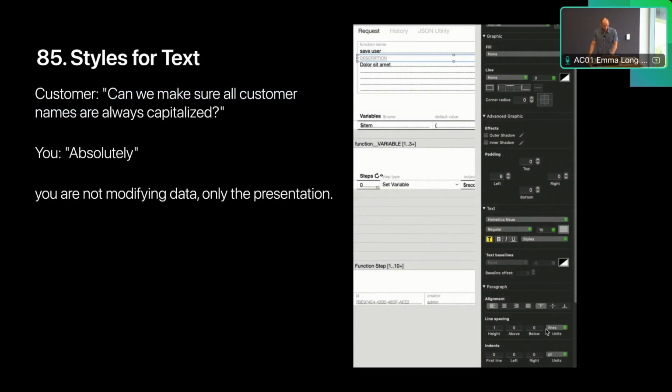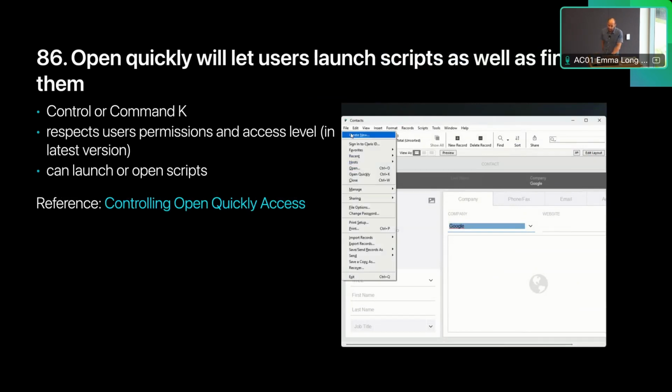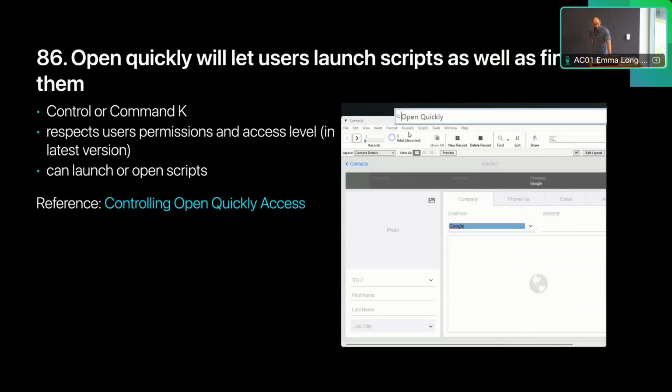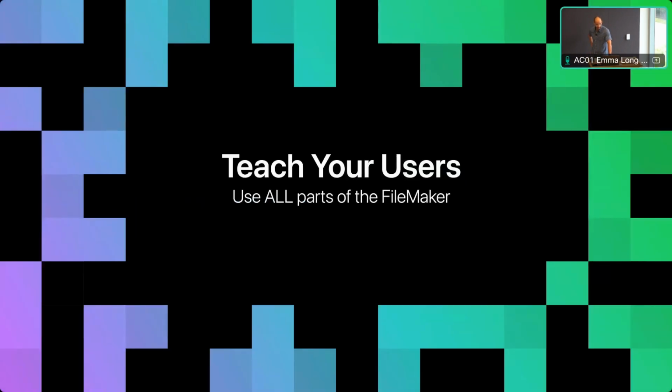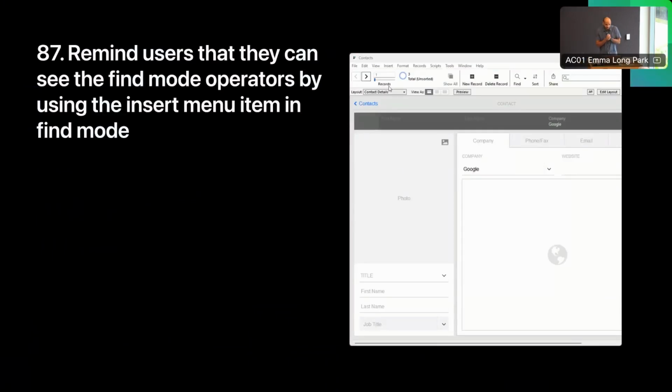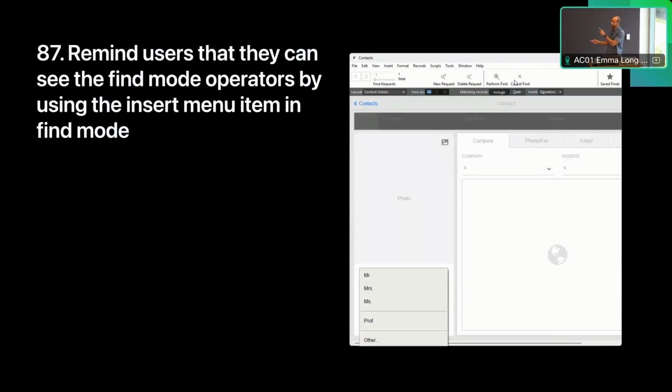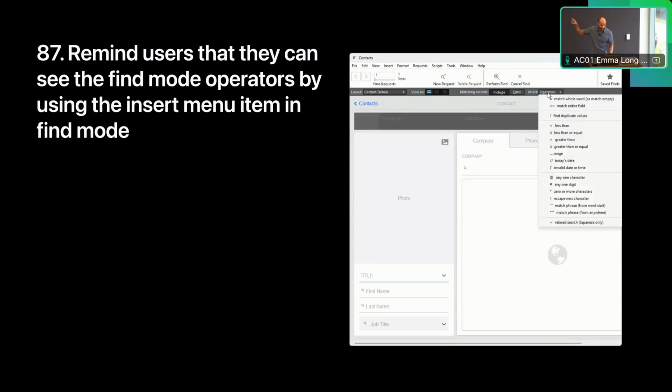Mini stories, talk to me after. Open quickly will let users launch scripts as well as find them, and in later versions it does actually respect their permissions. So use this. This is another feature that you can expose to users. Teach your users. All right, we got 7 minutes. We're gonna blast. Okay. Remind users that they can see find mode operators by opening this button right here.